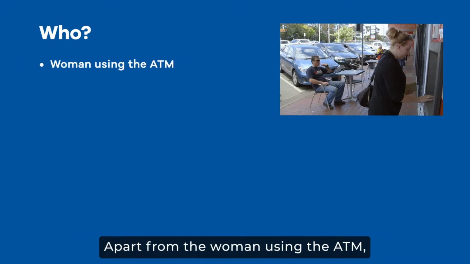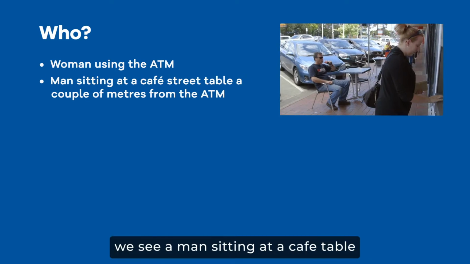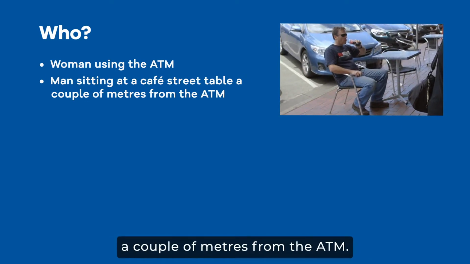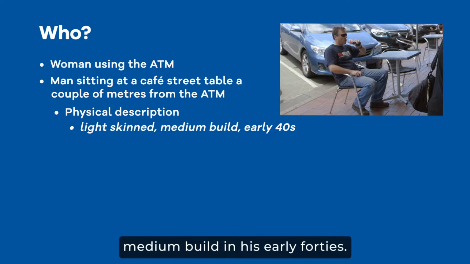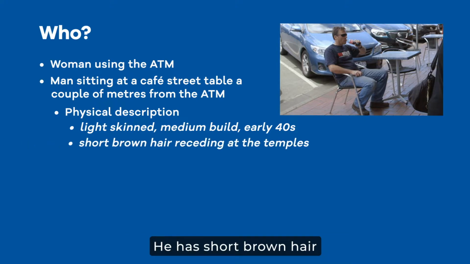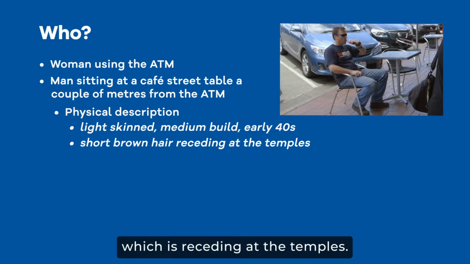Apart from the woman using the ATM, we see a man sitting at a cafe table a couple of metres from the ATM. He's drinking a small bottle of Coke. He's facing towards the shops with the ATM slightly to his right. He's light-skinned, medium build, in his early 40s. He has short brown hair, which is receding at the temples.